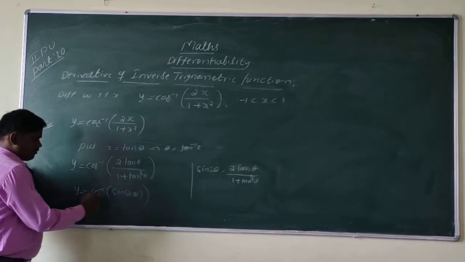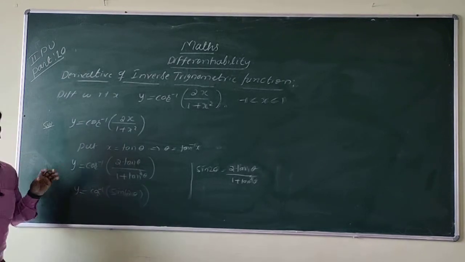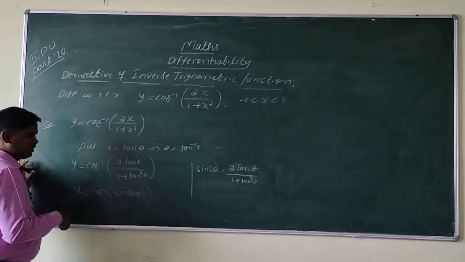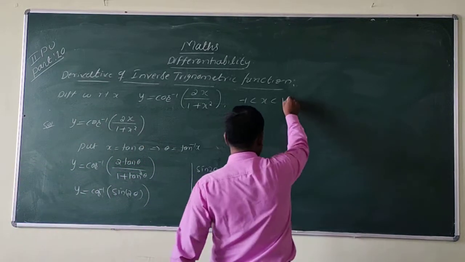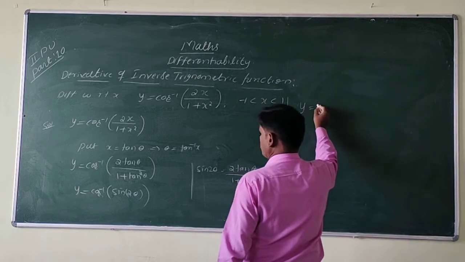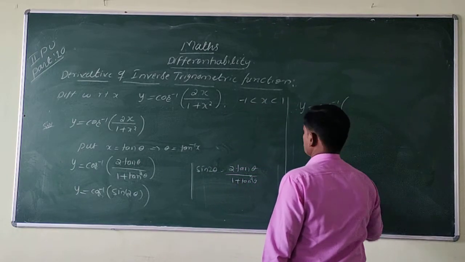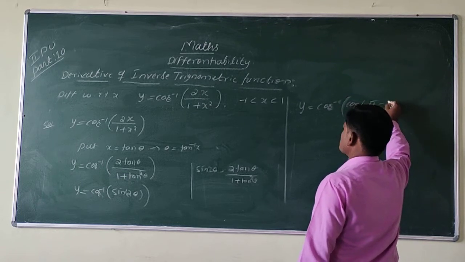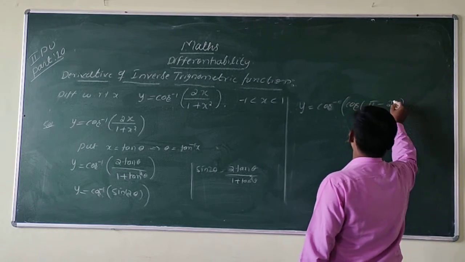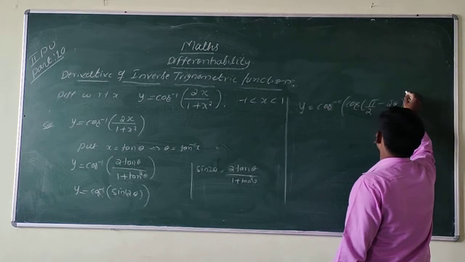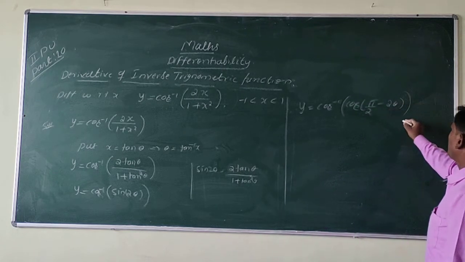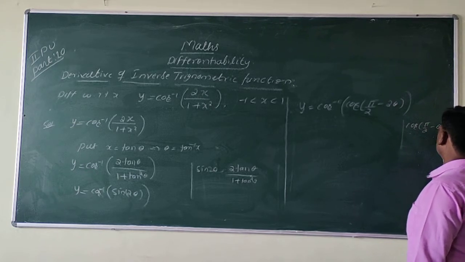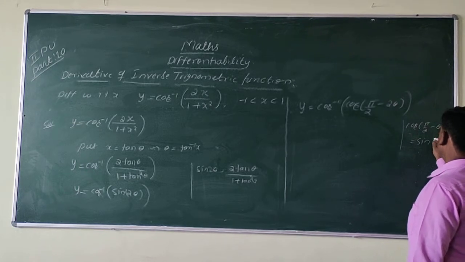Okay, so this is in terms of cos, this is in terms of sin. So therefore, we are going to convert this in terms of cos. That is, y is equal to cos inverse of pi by 2 minus theta, because cos of pi by 2 minus theta is nothing but sin theta.